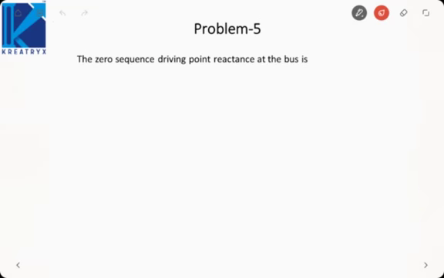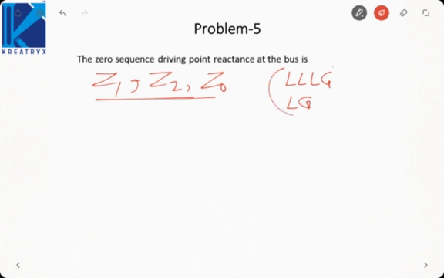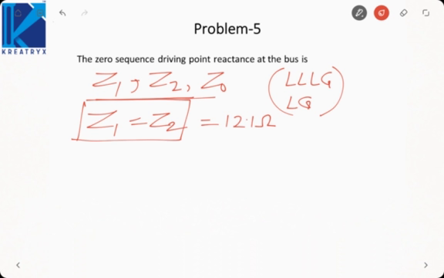Now whenever we have three impedances, let us say Z1, Z2 and Z0, but we have only two equations, one equation for triple LG fault and the other for LG fault, so we have two equations and three variables. What to do in such a case is, you will assume that Z1 is equal to Z2. If ever you fall into such a place that there are three impedances and only two equations, you will assume positive and negative sequence as equal. So this will be equal to 12.1 ohm.